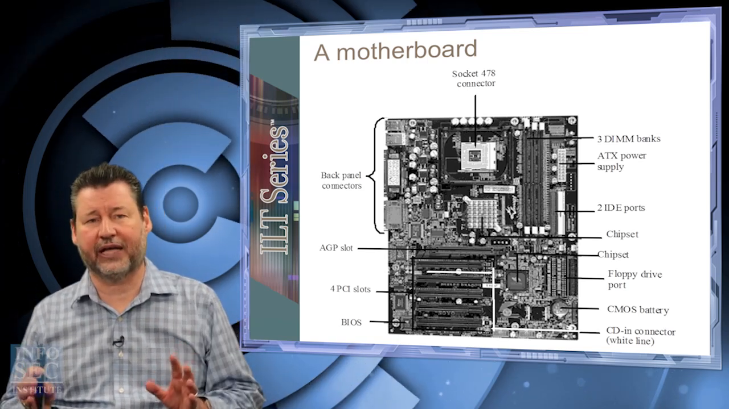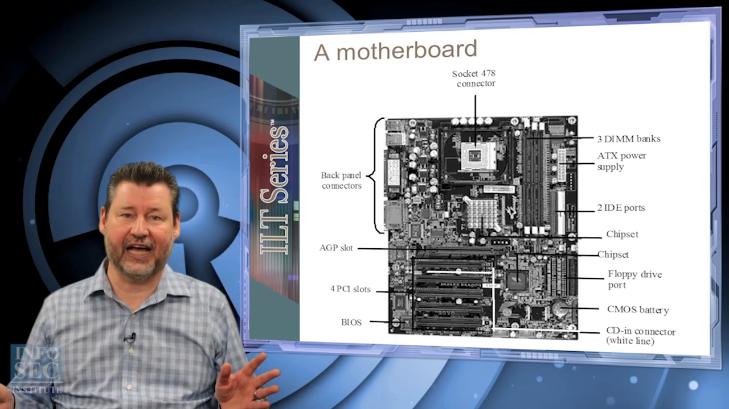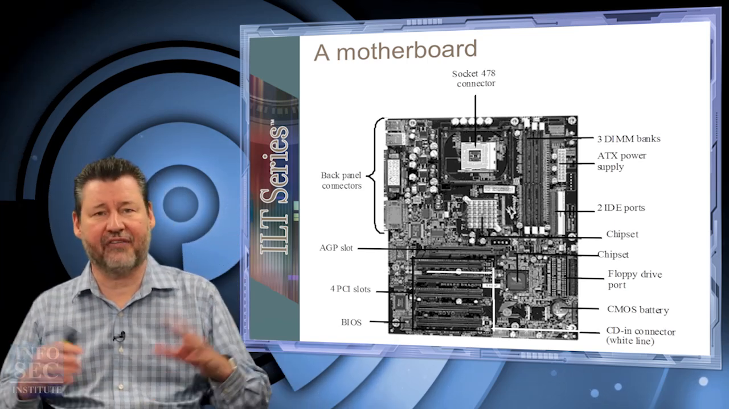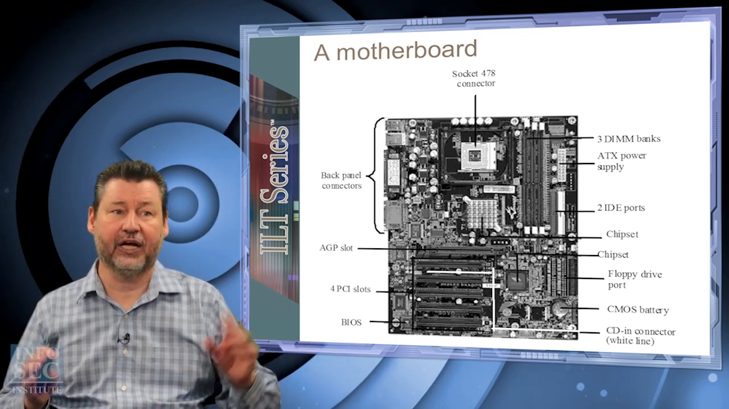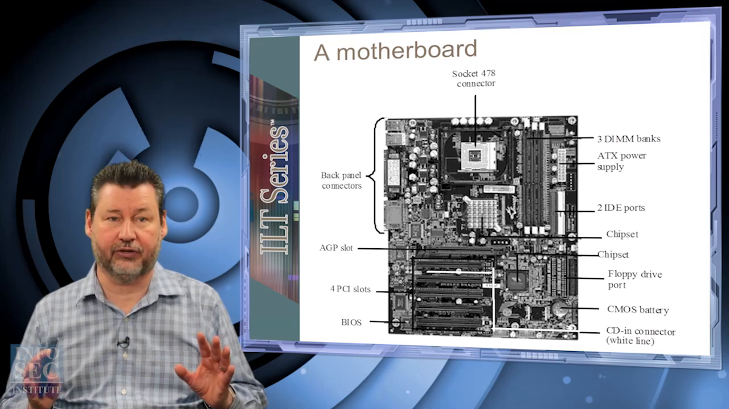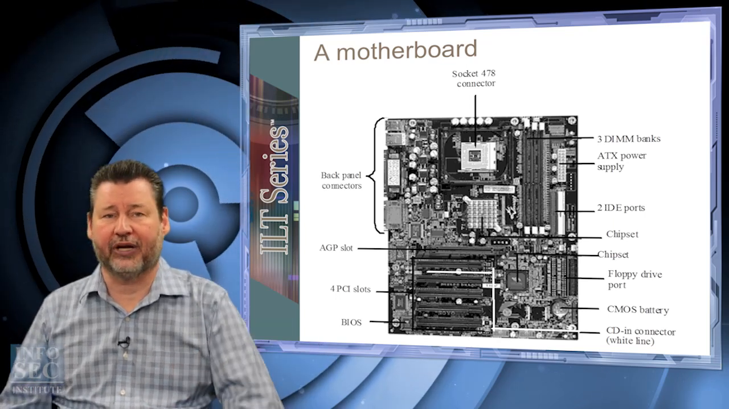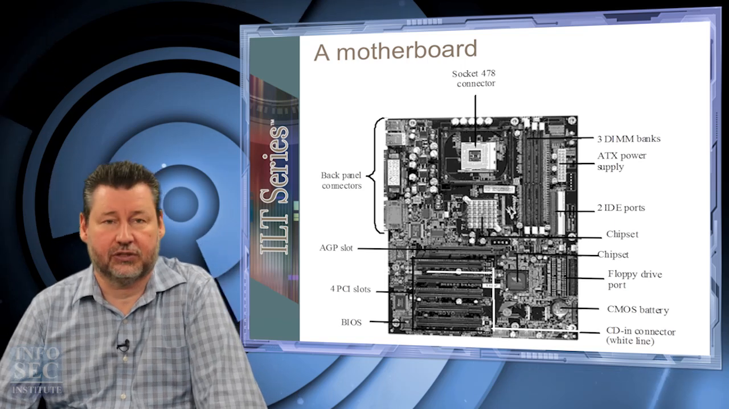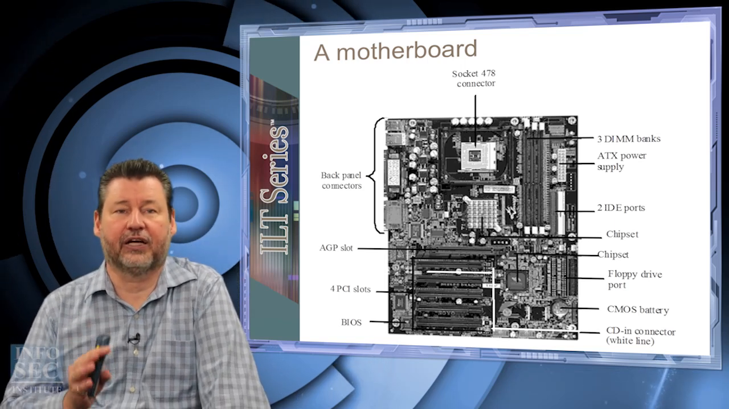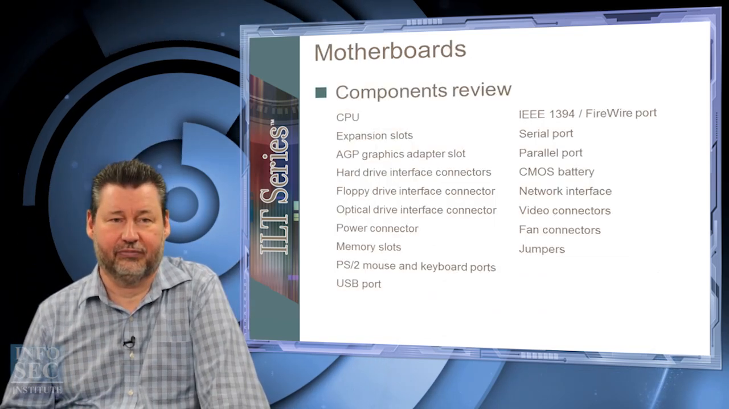We got a power supply connector, and it's still ATX. We may have an auxiliary power supply connector, another 4 or 6 pin connector to provide additional power. And then we've got our memory, which are going to be DIMM slots. And we're going to look at those in more detail later.